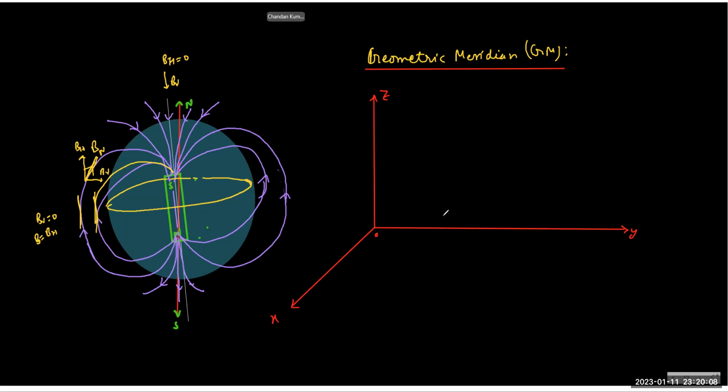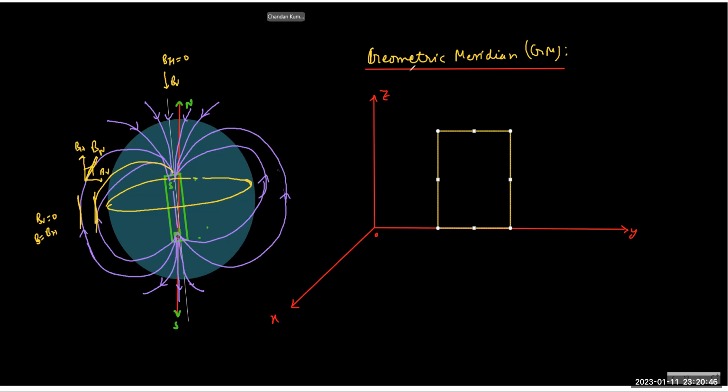So how to draw the geometric meridian? At any point on the Earth's surface, wherever you are standing, draw a plane. Or simply draw a perpendicular. I don't know where it is, but you have to draw a perpendicular. And the perpendicular must contain the geometric axis. It means if I extend this plane, it must contain the Earth's geometric axis. And if it is containing the Earth's geometric axis, it is called the geometric meridian.